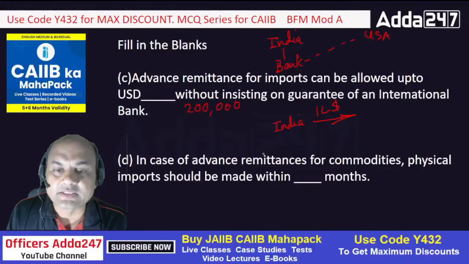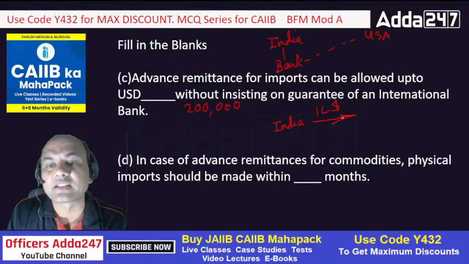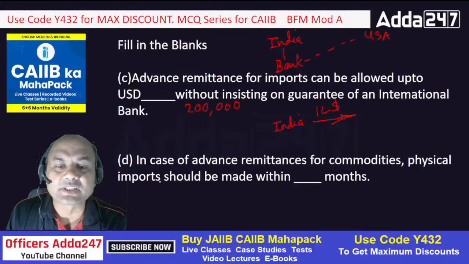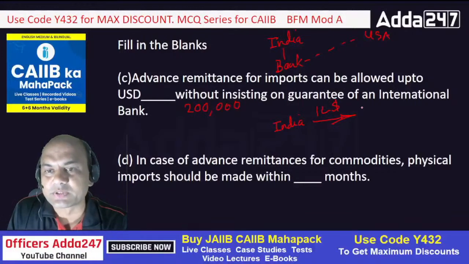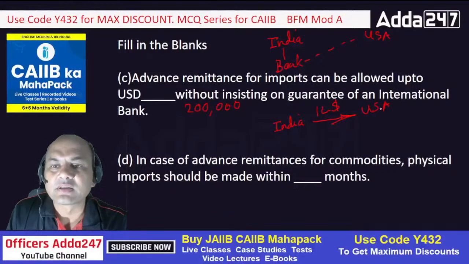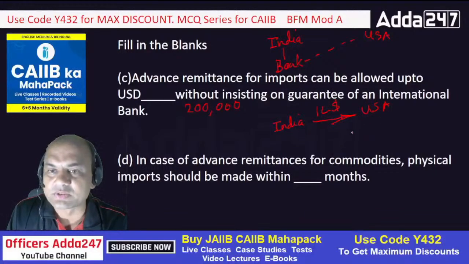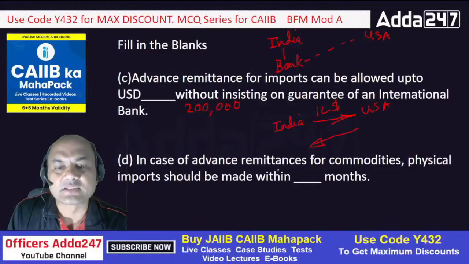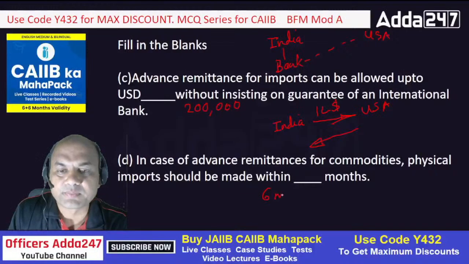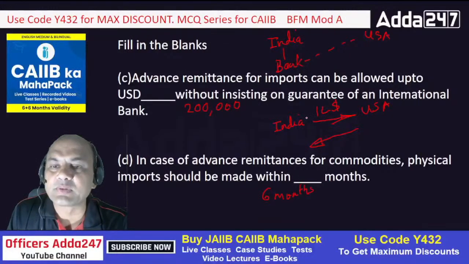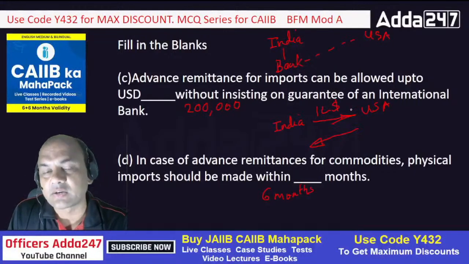Physical import should be made within dash months. It is the same case: I have sent the advance remittance to this USA guy. So the rule is, in how many days should this USA guy send me the goods? In 1 year, 2 years, 6 months, whatever it is. The answer here is 6 months. Within 6 months, this USA guy should send me the goods once I send the advance remittance.